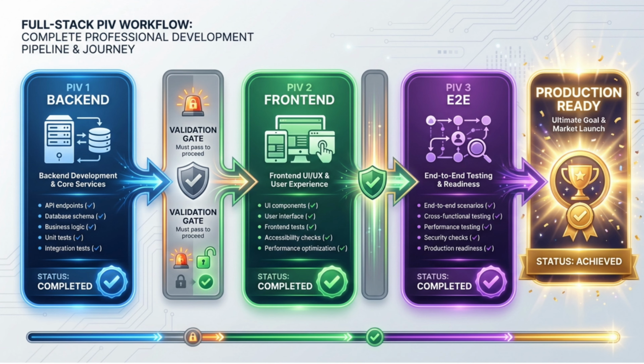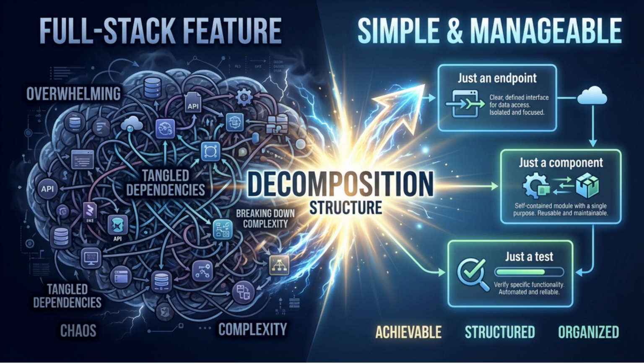3 piv loops, each focused on one concern, each validated before moving forward. This is how professional teams build full-stack features with AI assistance. The key insight is that complexity is managed through decomposition. A full-stack feature feels complex because it spans multiple layers, technologies, and concerns. But when you decompose it into lane-specific piv loops, each individual loop is simple.